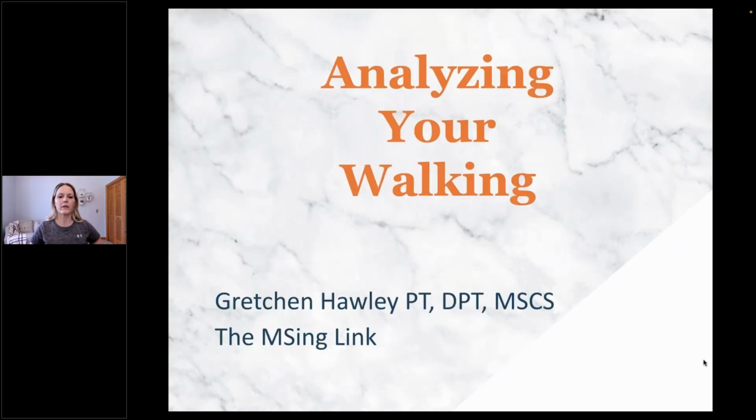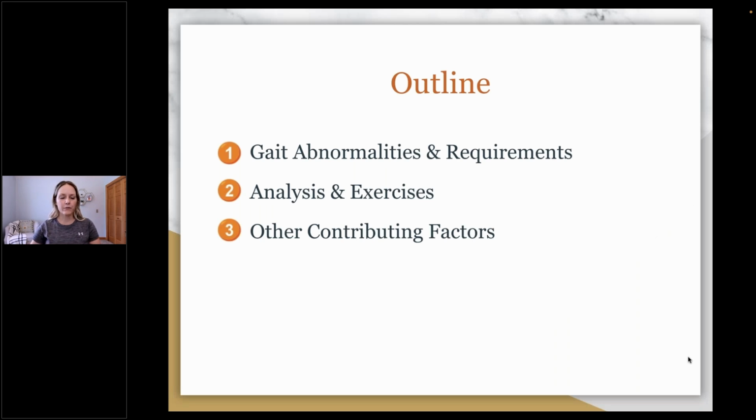Okay, we're going to be reviewing how to analyze your walking. So this is our outline for today. First and foremost, we're going to call out some of the most common gait abnormalities and requirements. We're going to do an analysis and discuss exercises that can help. And we're going to talk about other contributing factors.